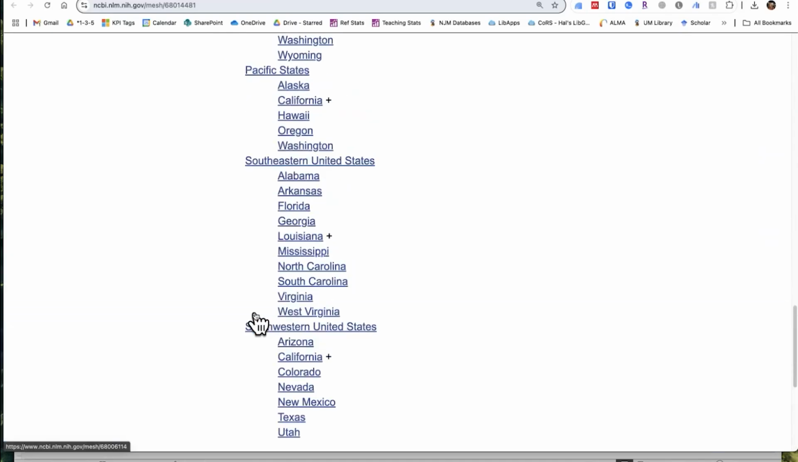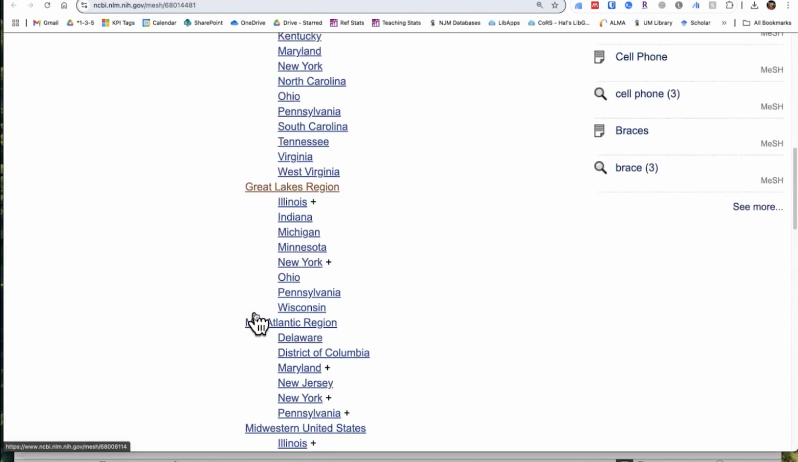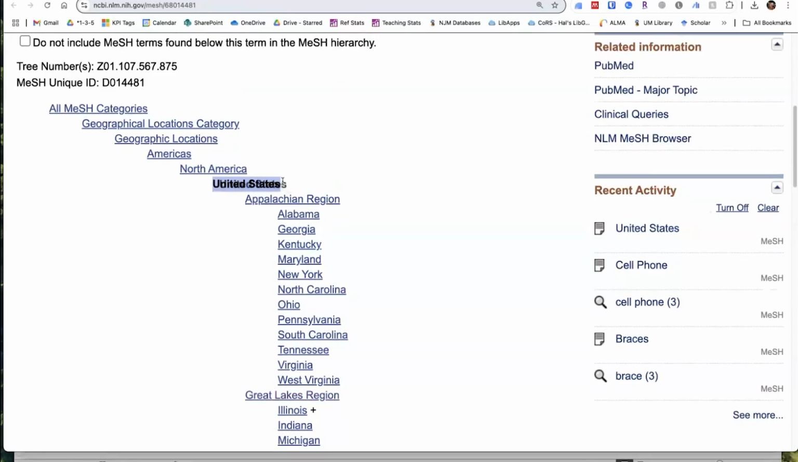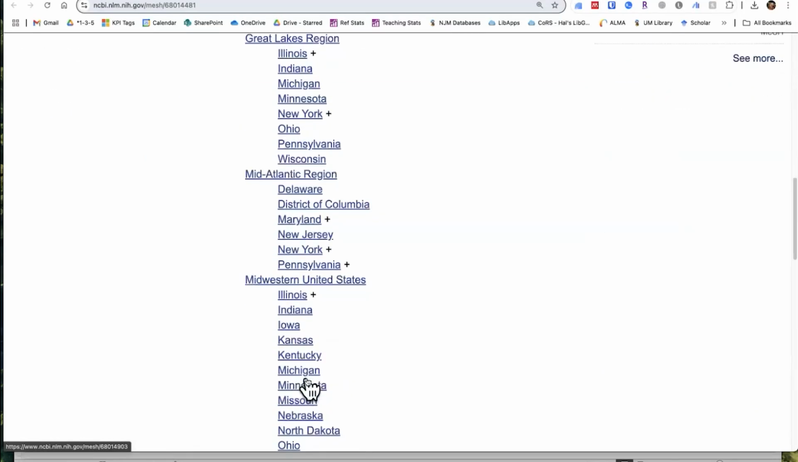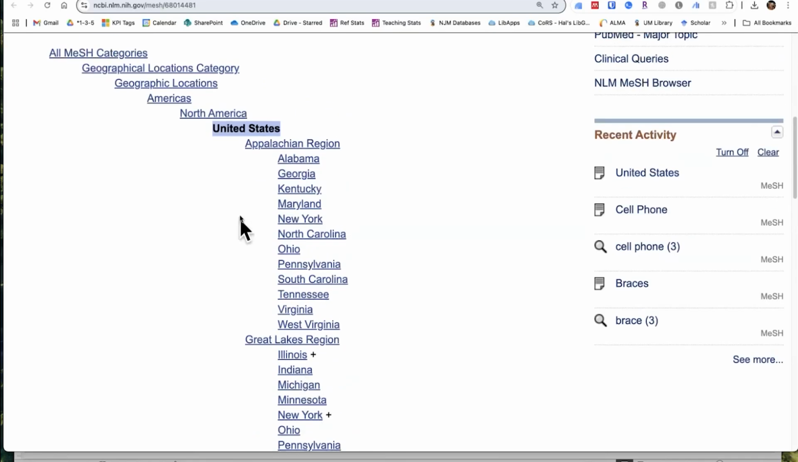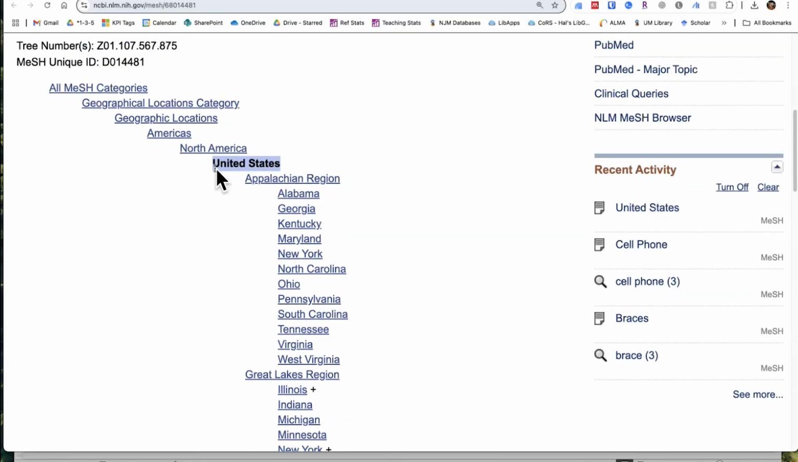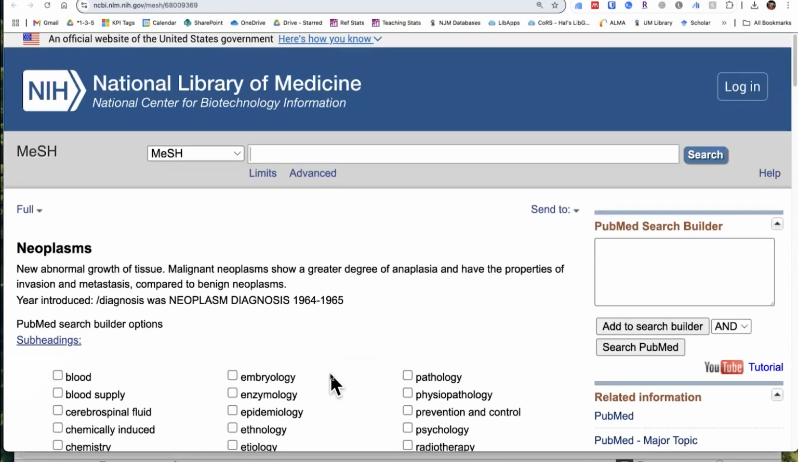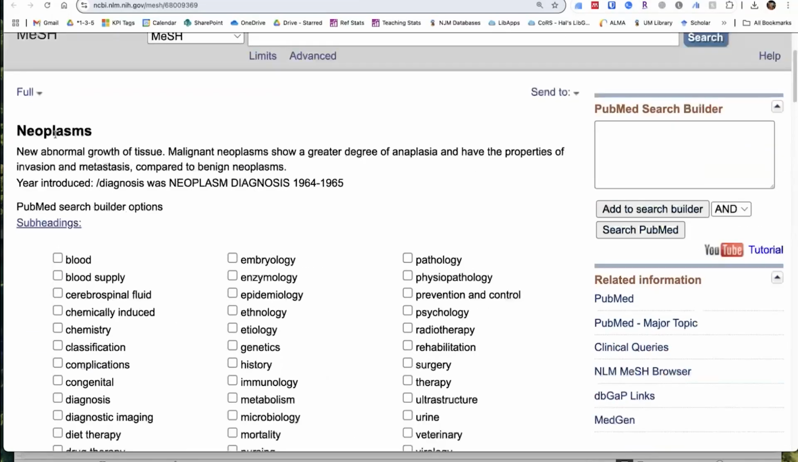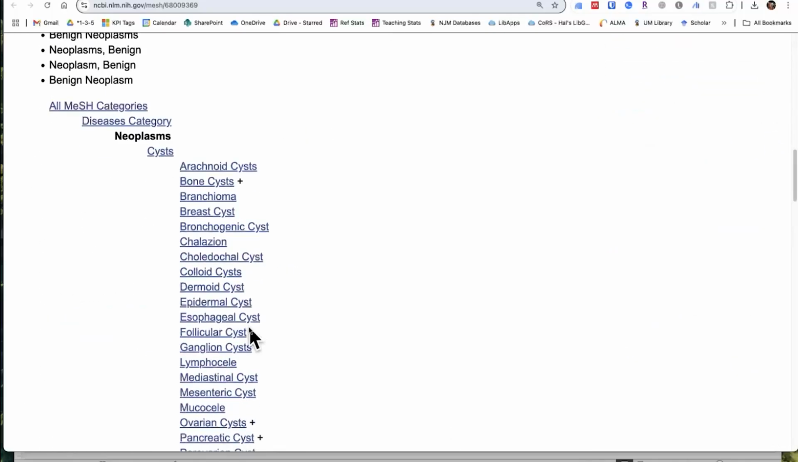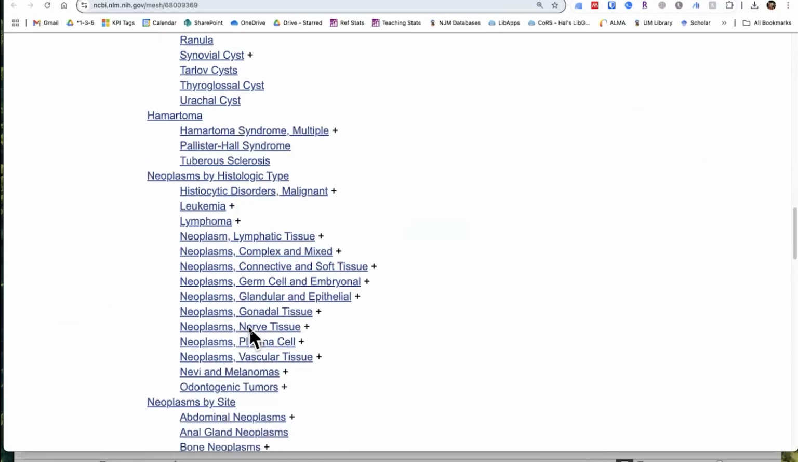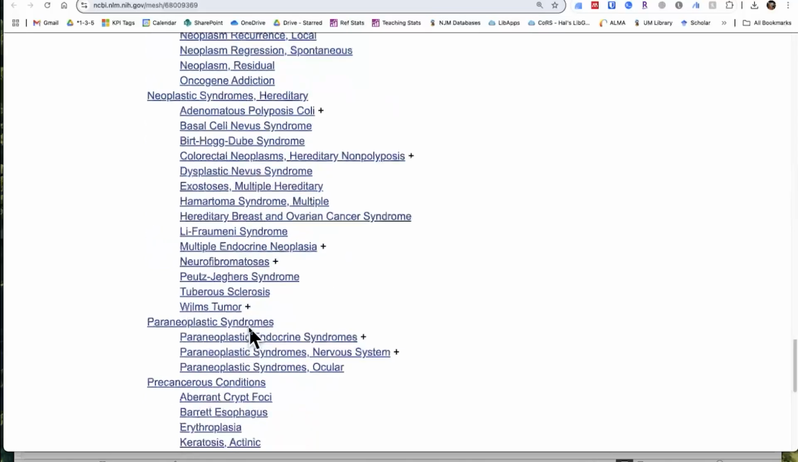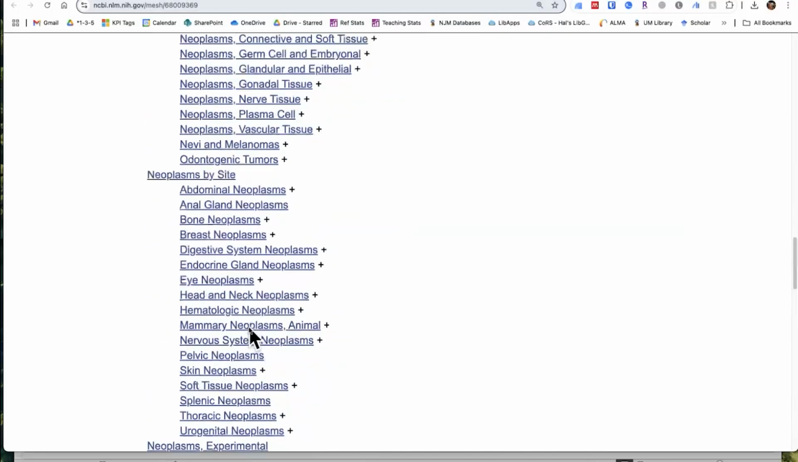So if I was doing a search and I only wanted American results, I would need to search this term and all the terms underneath it, all of the states underneath it, and I would have to do what's called exploding. So explode searches this term and all of the terms underneath it, if you've ever seen that written. Same thing with cancer. This is neoplasms. This is the subject term. It's going to search cancer, neoplasms, and then all of the specific types of cancer underneath. So just be aware that that is what you may want to do when you're building your search. That's kind of the difference.